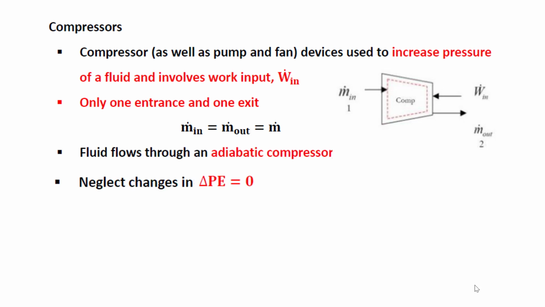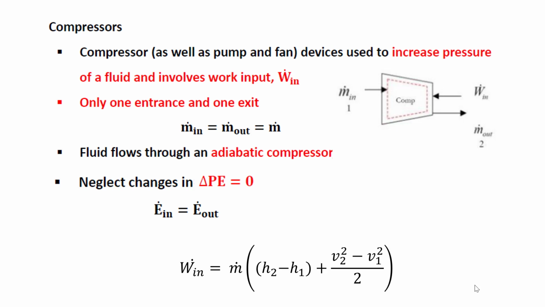Similar to a turbine, compressor is also a device considered to work in an adiabatic process, and the potential energy is also considered 0. Since the system is receiving work, the work is negative. So rewriting the first law energy equation, we will get work in, W in, is equal to m dot times H2 minus H1 plus V2 square minus V1 square over 2.